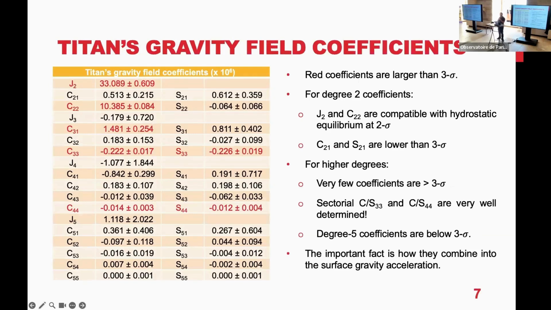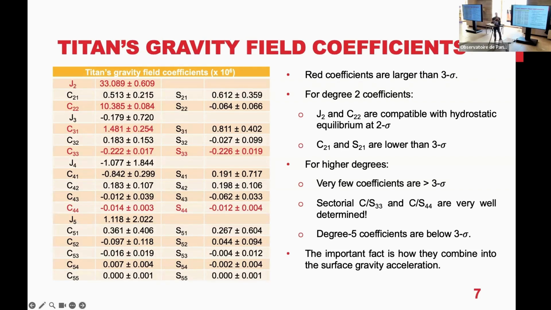So going to the results for the gravity field coefficients, here you can see the numbers of all the coefficients, with in red the coefficients whose estimated value is larger than 3 times the formal uncertainty. So the coefficients which are very well determined. And you can see that apart from the degree 2 coefficients, also the sectorial harmonics of degree 3 and 4 are very well determined, and this is a result, of course, of the very good and broad coverage in longitude that we have from Cassini passes.